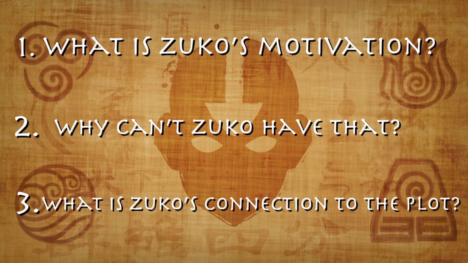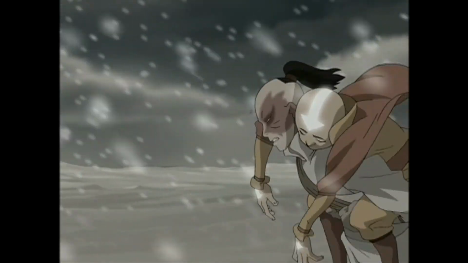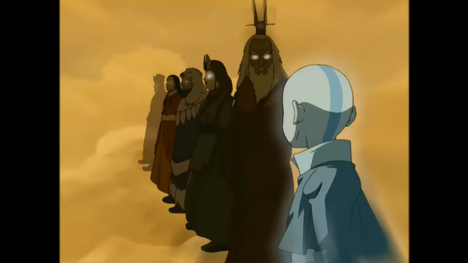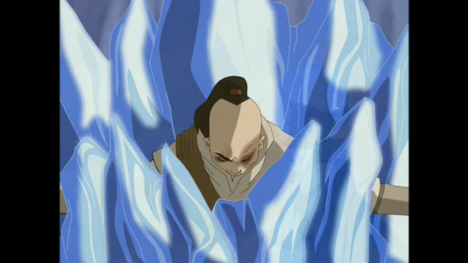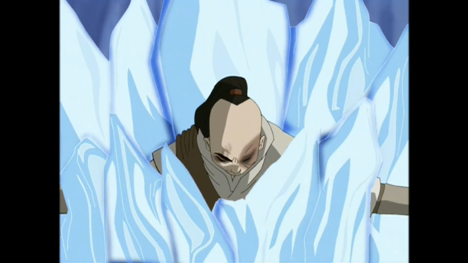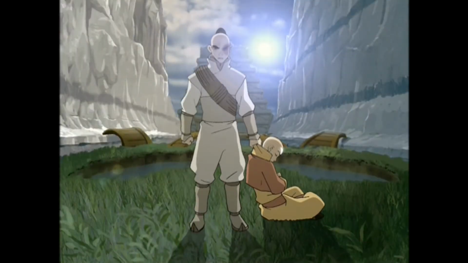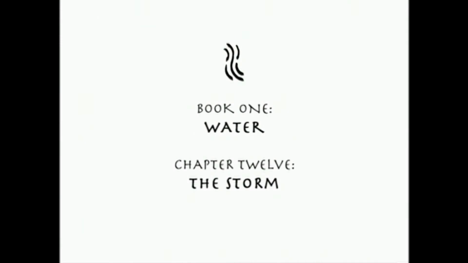What is his personal connection to the plot? To regain his honor is to capture the Avatar, and to capture the Avatar would mean Aang can't defeat the Fire Lord and restore balance to the world. This is why Zuko is such a great antagonist to Aang, because his motivation and rooting interest is in direct conflict with Aang's. And that's why the episode, The Storm, is one of my favorites.